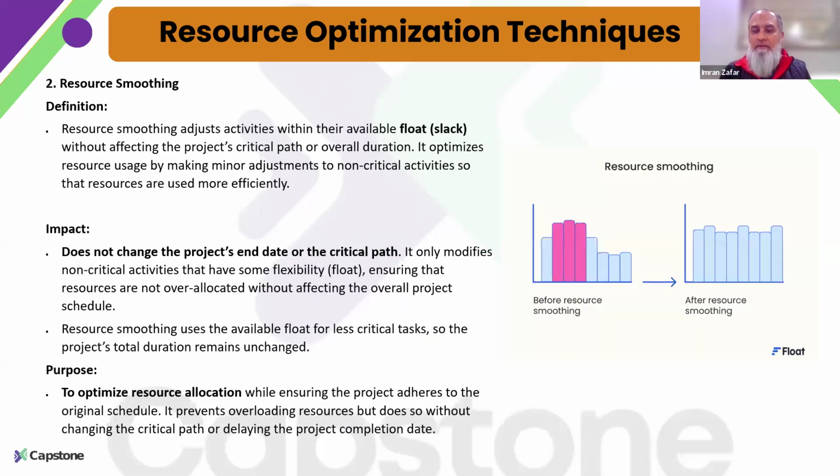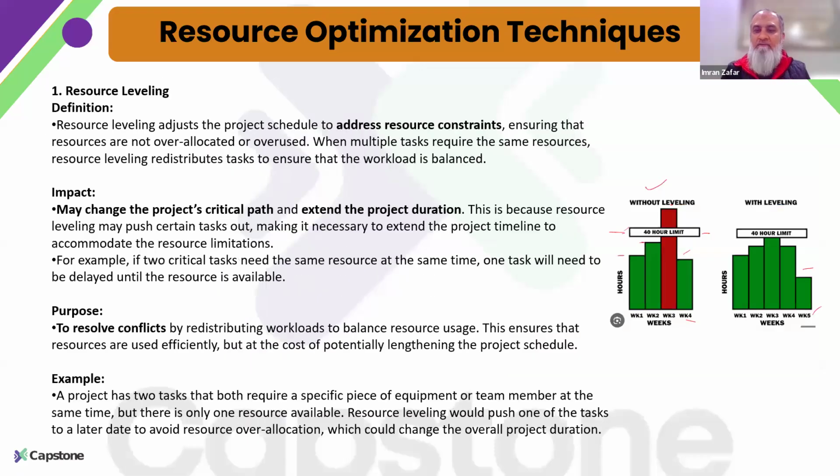The other is resource smoothing. If you have a lot of irregularities, resource leveling generally is required when we have activities on the critical path. Critical path activities are such that there is no float available between those activities, and if an activity on my critical path needs to be tweaked due to resource constraints, then I have no option but to increase the duration for that activity.